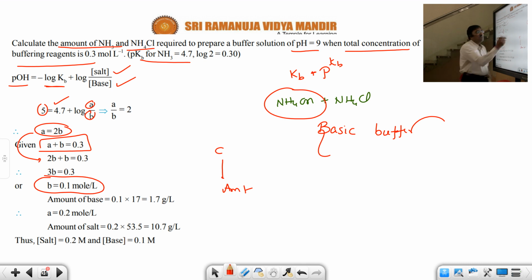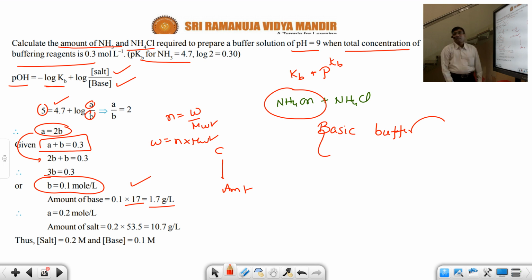Now number of moles is equal to weight by molecular weight. So weight is equal to number of moles into molecular weight. So multiply with molecular weight. Ammonia is NH3, and 17 is the molecular weight. You get 1.7 gram per liter.